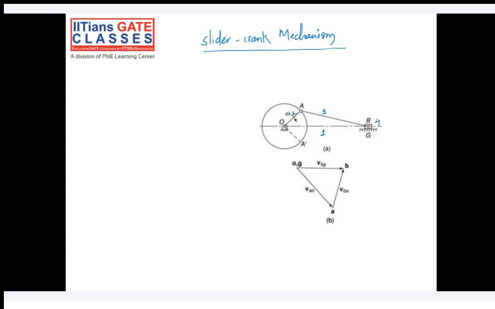I would like to just introduce one more case of this same mechanism. What will happen in this case? If your crank and connecting rod are in a single straight line, in that situation, so this is your link 1, 2, 3, and 4. Can you try to draw the velocity diagram in this case? Try drawing the velocity diagram in this case. I'll wait for 1 minute.